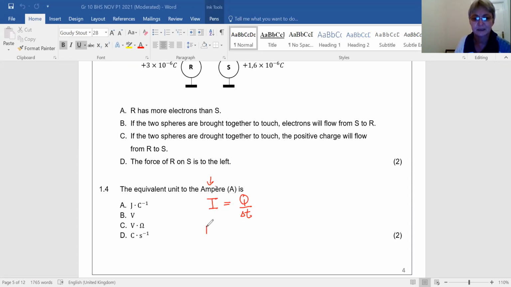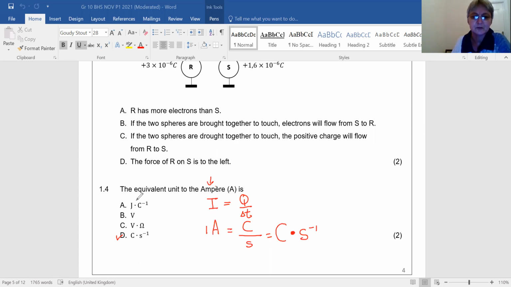Now I know that current is measured in ampere. The unit for charge is the coulomb. The unit for time is the second. If I use my mathematics and change the division sign to a multiplication sign, it is coulomb per second. So this answer is D.